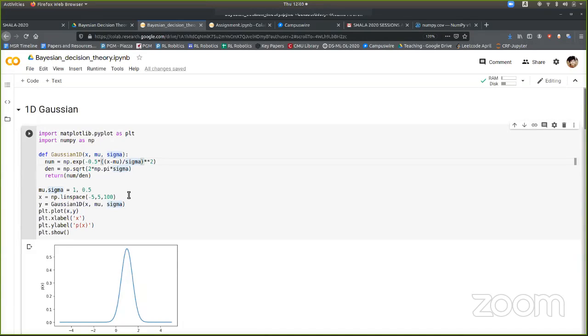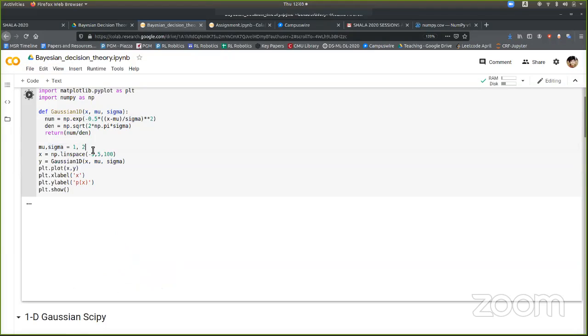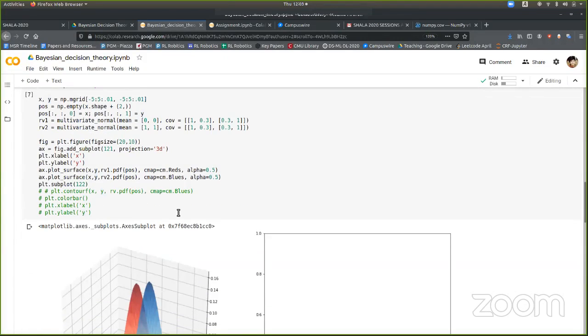So if your sigma is larger, your data will be spread out more. In this case, first I have a sigma of 0.5, so covariance is the square of 0.5, which is 0.25. Now if I increase my sigma to 2, you see that the Gaussian is spread out. Now the same concept extends when we go to multi-dimensions.